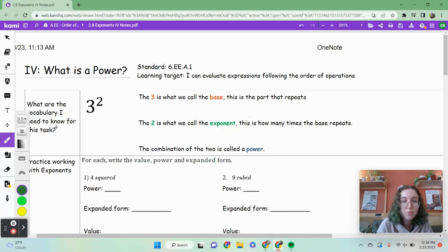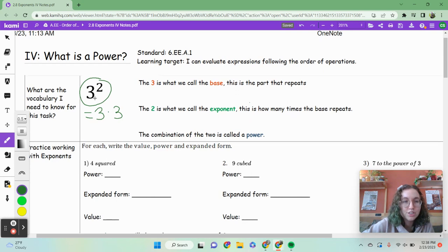So, when we're given a situation like this, we would say this as 3 squared or 3 to the second power. The 3 is the base. The 3 is the number that's going to be repeating. We can also write this as 3 times 3 because it's 3 multiplied by itself twice. So 2 is the exponent, and that tells us how many times the base repeats. All of it together, this whole expression is called a power.